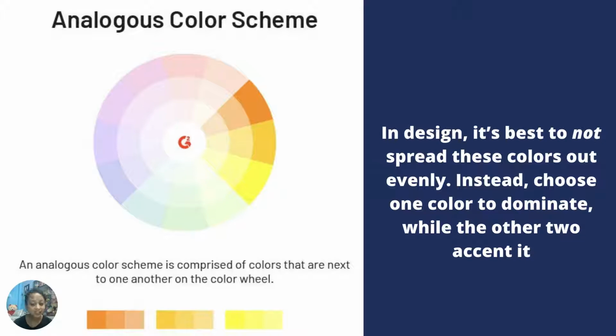So in this kind of design, it's best to not spread these colors out evenly. Instead, choose one color to dominate with the other two accented, right? So you can always think of the darkest shades with some lightest shades of this family of colors, within this part of the circle or just a pie, right?